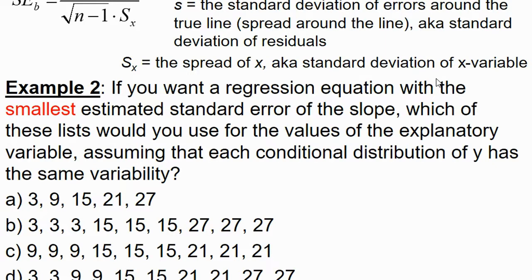Now here's a type of question that I've always seen on the AP exam, at least one of these. If you look at examples 2 and 3 on your notes, let's try to answer them based on this formula. Example 2: if you want a regression equation with the smallest standard error of the slope, so you want this SEb to be the smallest possible, which of these lists would you use for the values of the explanatory variable, the x variable? Assuming that each conditional distribution of y has the same variability. That last part just tells you to assume the numerator is constant for all of these.